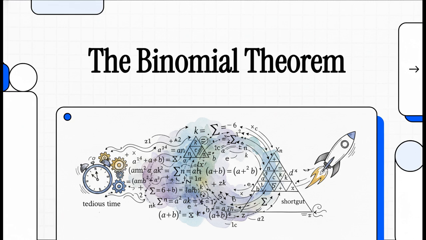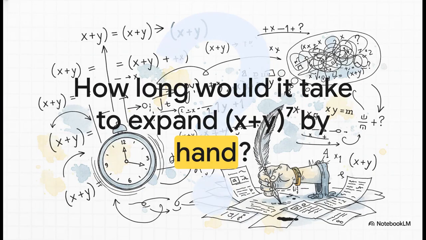Today, we're going to crack open the binomial theorem, a tool that turns all that grunt work into a really beautiful pattern. I mean, just look at this thing. X plus y to the 7th power. To do this by hand, you'd have to multiply x plus y by itself 7 times. You'd multiply the first two, get a result, multiply that by another x plus y, and on and on and on. It's a total nightmare.